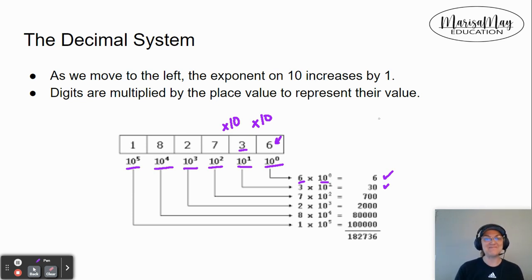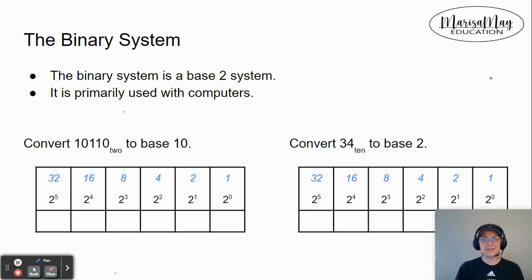All right, are you ready? Let's take a look at another system then. Let's first focus on the binary system. It's going to be probably the easiest for us because there's only 2 digits, ones and zeros. The binary system is a base 2 system, and it's most used with computers.